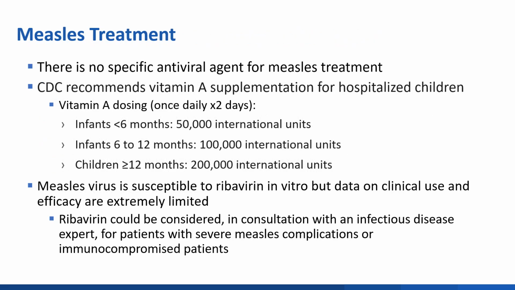To briefly review measles treatment, there is unfortunately no well-studied and efficacious antiviral therapy for measles. There is a therapeutic role for vitamin A in some cases. Vitamin A deficiency, while rare, can lead to a higher risk of complications and delayed recovery from measles. And vitamin A supplementation can help prevent measles complications, although data on the efficacy of supplementation are mixed, and not all studies showed improvement with supplementation. In general, CDC recommends vitamin A supplementation for hospitalized children.